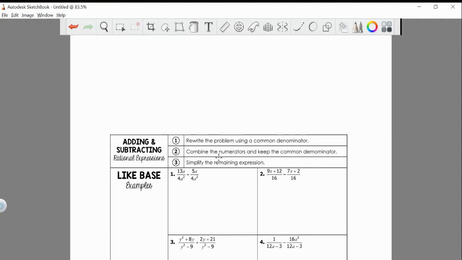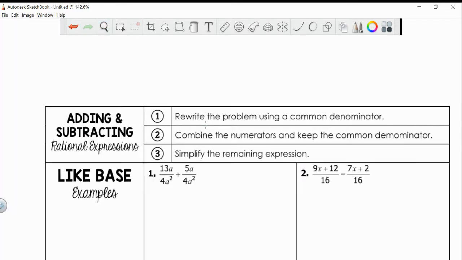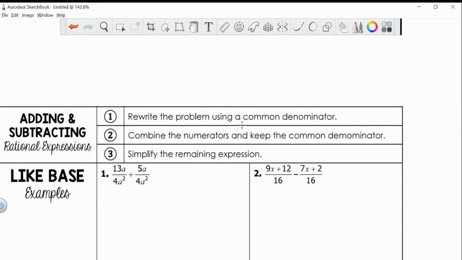We need to talk about adding and subtracting rational expressions. Basically, it's adding and subtracting fractions where we have complicated fractions. We want to keep things in mind. We need to mainly focus on common denominators.